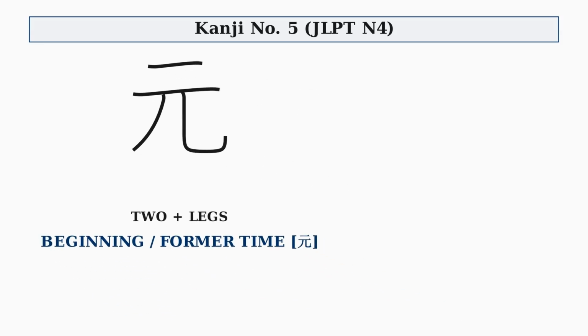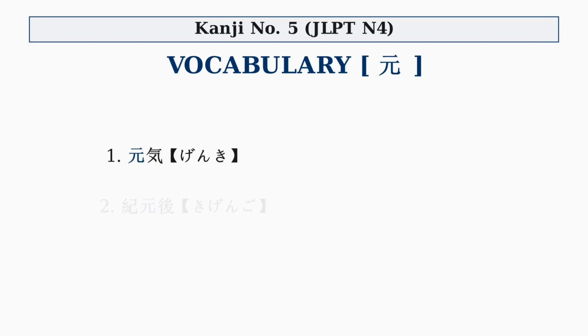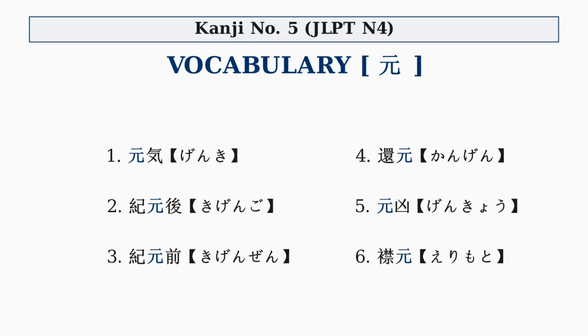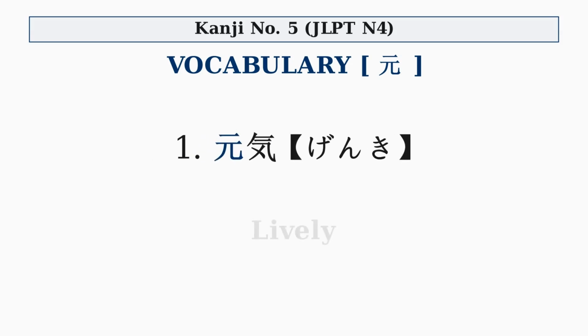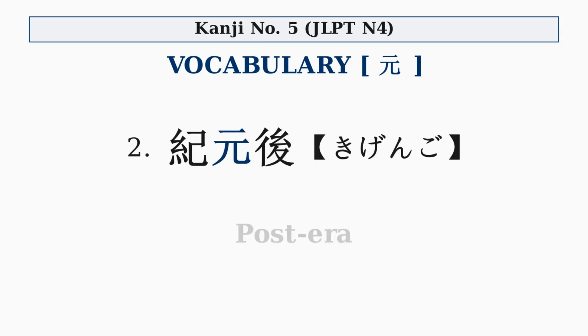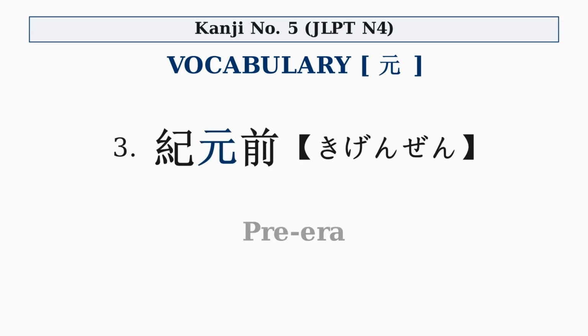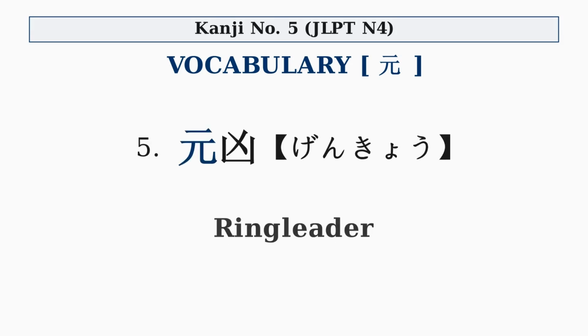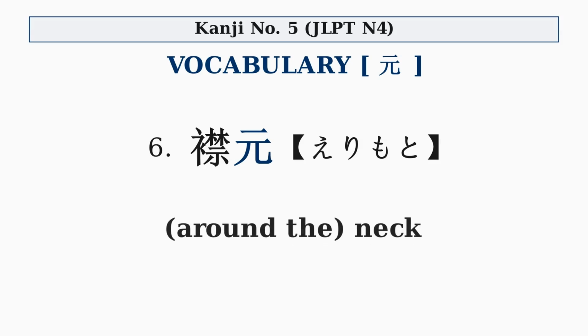Let's move to the vocabulary section now. 元気、紀元後、紀元前、還元、元凶、襟元。元気, lively. 紀元後, post era. 紀元前, pre-era. 還元, restoration. 元凶, ringleader. 襟元, around the neck.